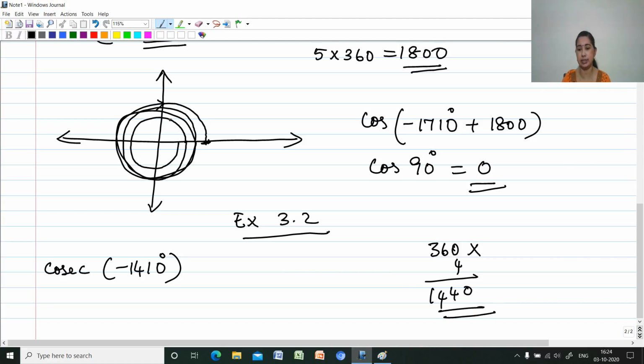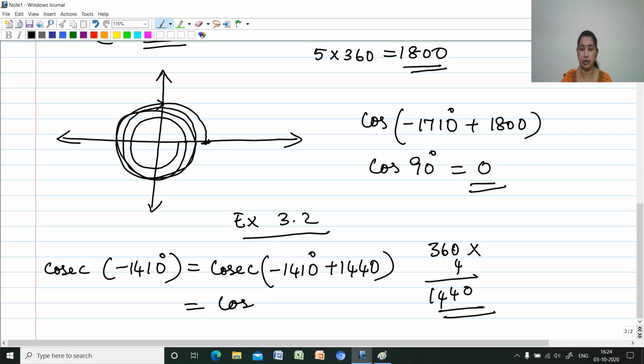1440 is 360 into 4. So in order to make it a positive angle, I have to write it as cosec of minus 1410 plus 1440. That is, in order to complete that revolution, how much is needed. So that is equal to cosec, subtracting this you are getting 30 degree. And sine 30 is 1 by 2, so cosec 30 is 2.